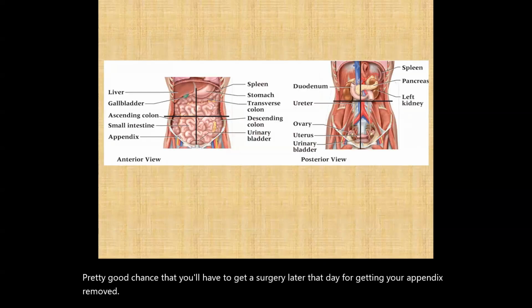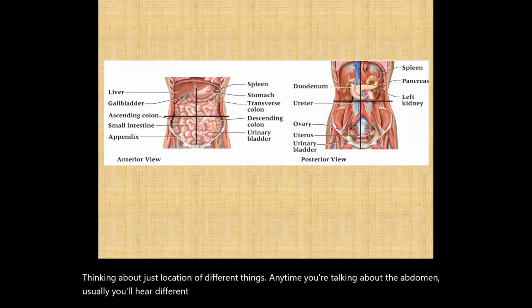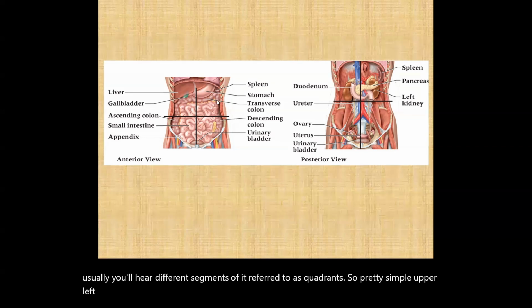Thinking about just location of different things, anytime you're talking about the abdomen, usually you'll hear different segments of it referred to as quadrants. So pretty simple, upper left, lower right. So this is again on the patient.